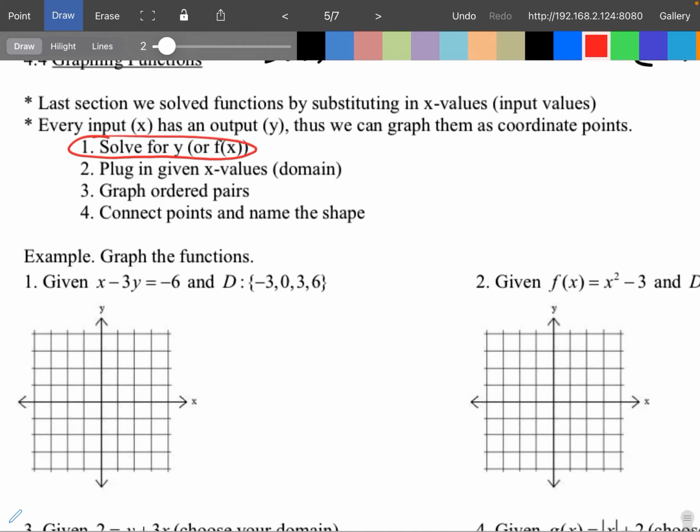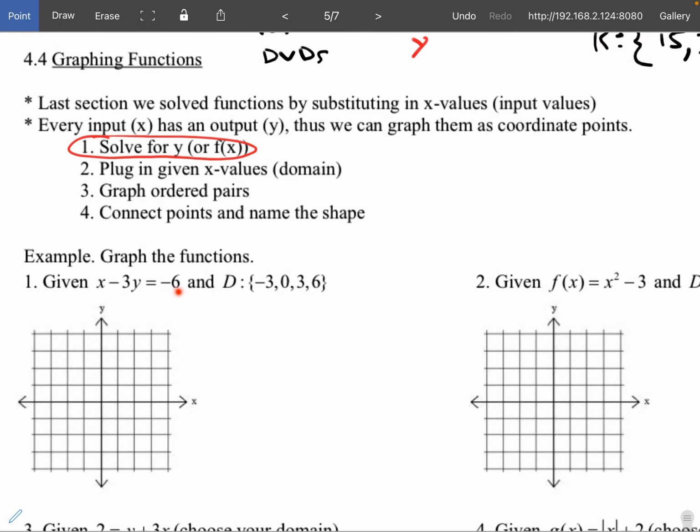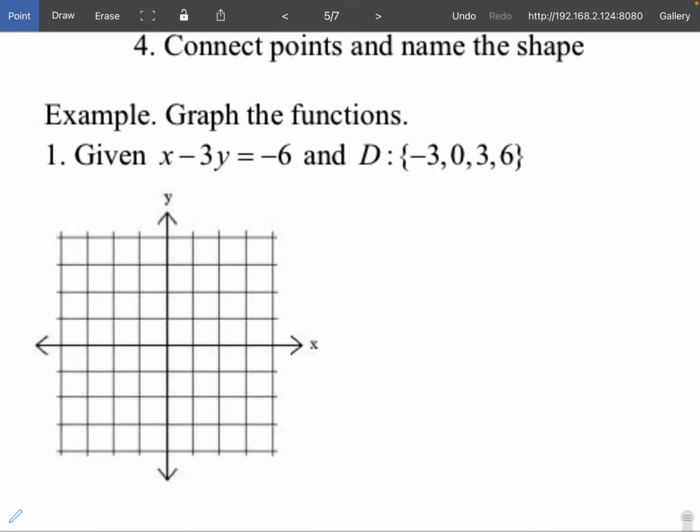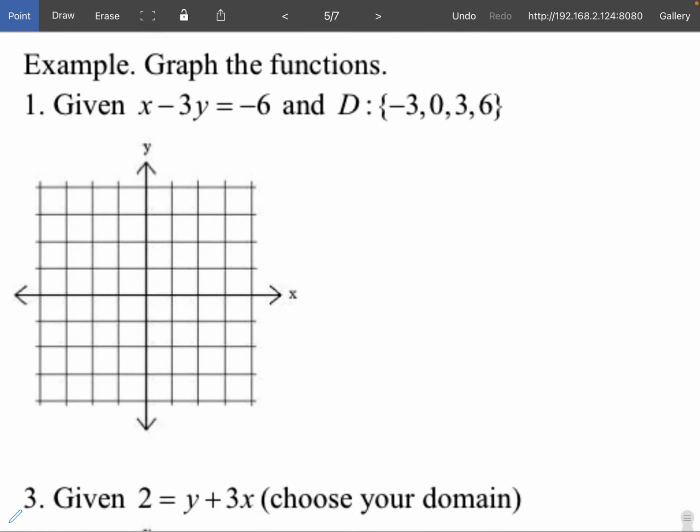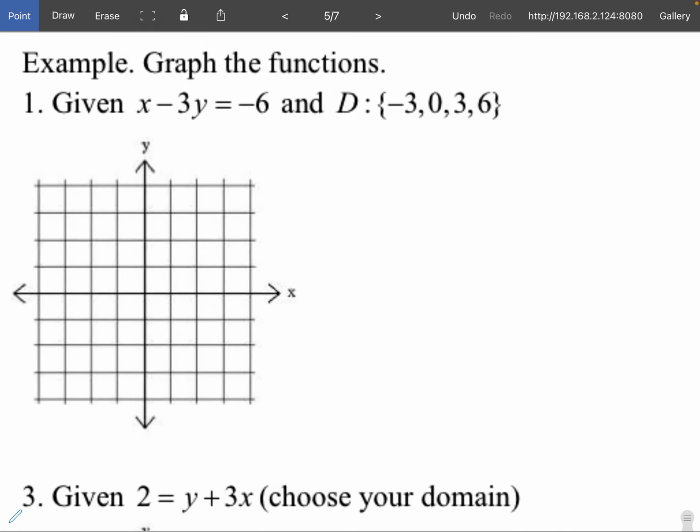So you may have to solve for y. Then you're going to plug in the x values. Those are going to be your inputs. Then you're going to get your output, or your y values, and you're going to graph those as ordered pairs. And then in some cases we're going to connect the dots, and others we're not. And then we also want to know from chapter 2 whether the graph should be a U shape, a V shape, or a line.